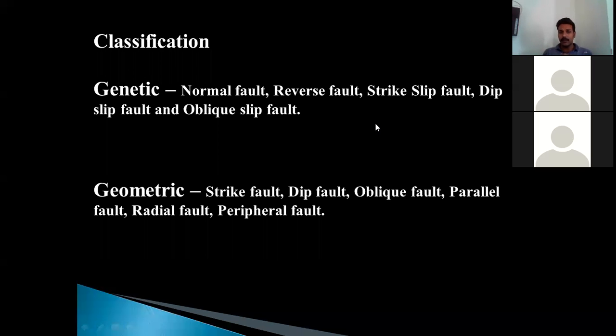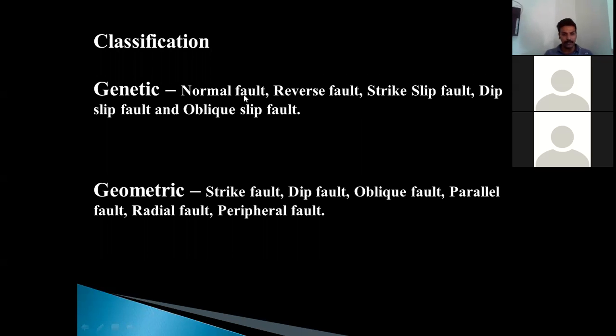In folds also we have studied genetic and geometric classification, where the process of formation decided the genetic classification of folds, whereas the relationship with the features decided the geometric classification. Here also a similar aspect will be valid. So in genetic classification, we have normal fault, reverse fault, strike slip fault, dip slip fault, and oblique slip fault. Whereas in geometric classification, we have strike fault, dip fault, oblique fault, parallel fault, radial, peripheral, and so on.